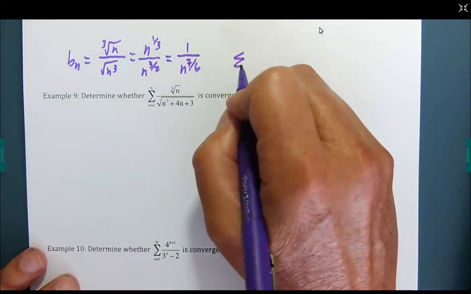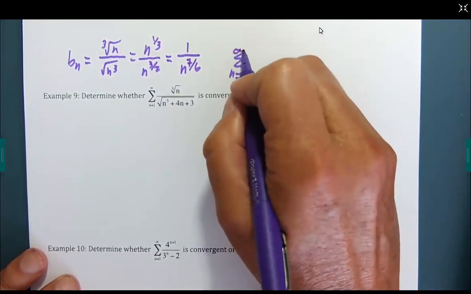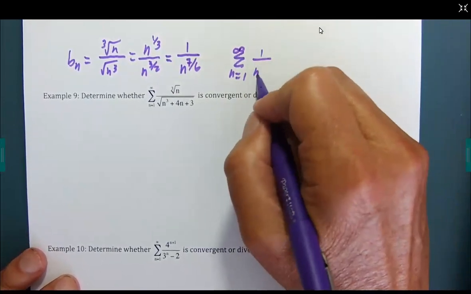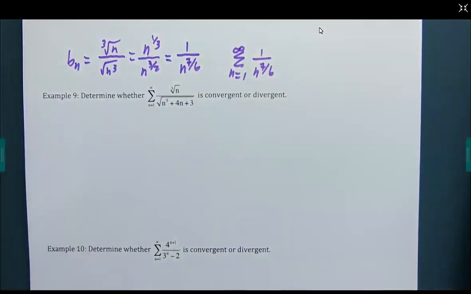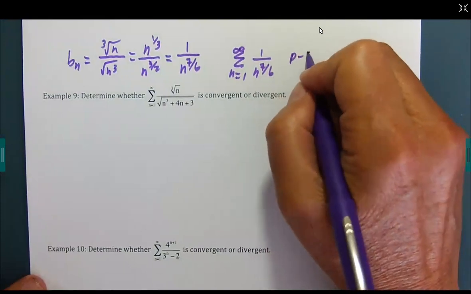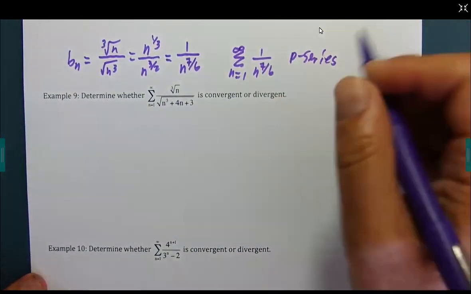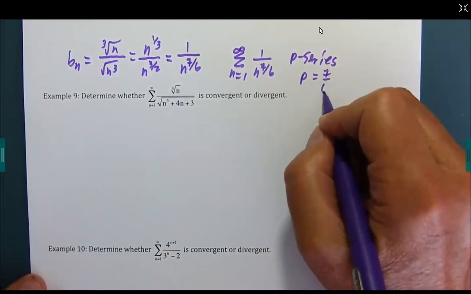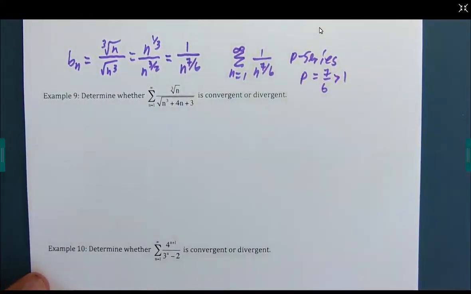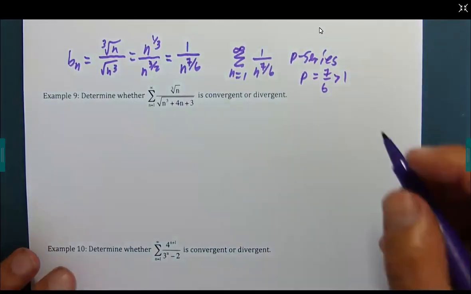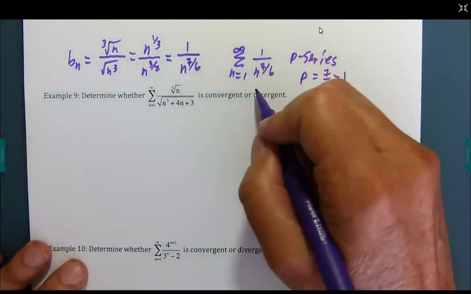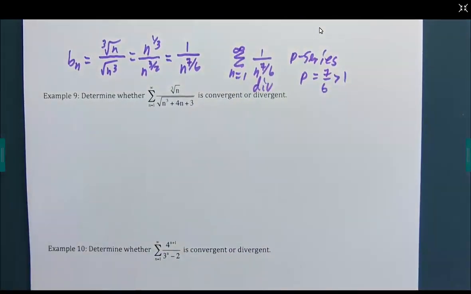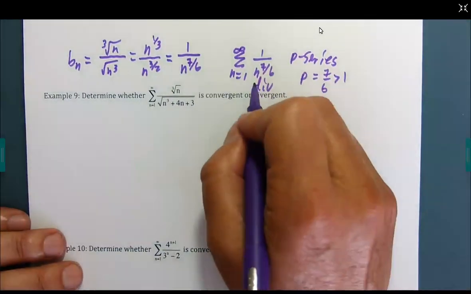Now that's going to give me this here, and this is a p series again. So we're ending up with, here's a p series, where p is 7/6, which is bigger than 1, which makes it divergent. So this one's divergent. I'm sorry, convergent. It's bigger than 1, convergent.